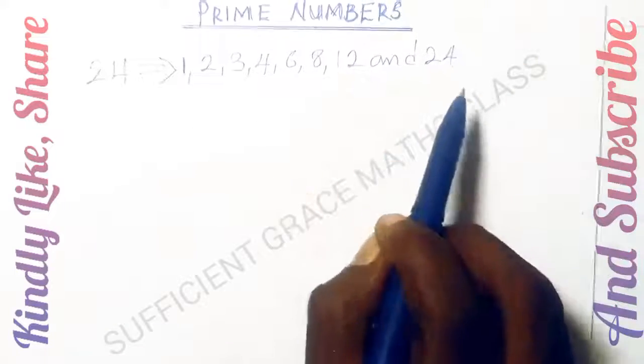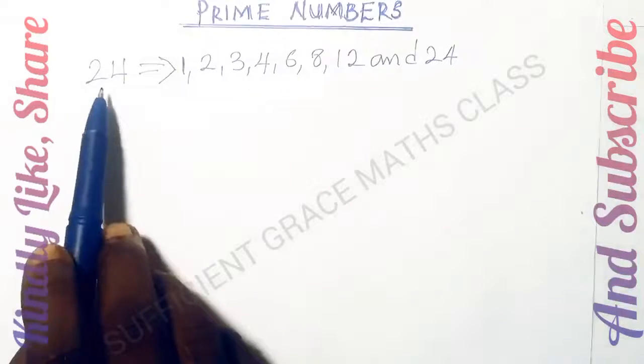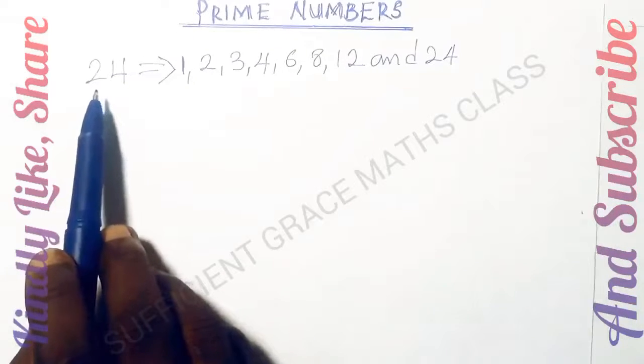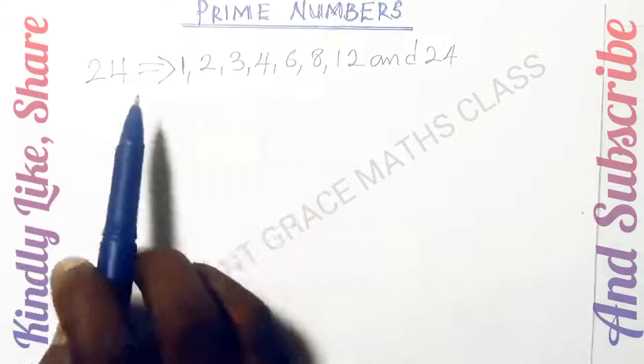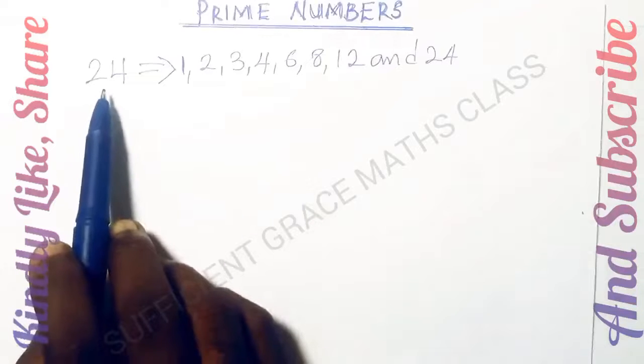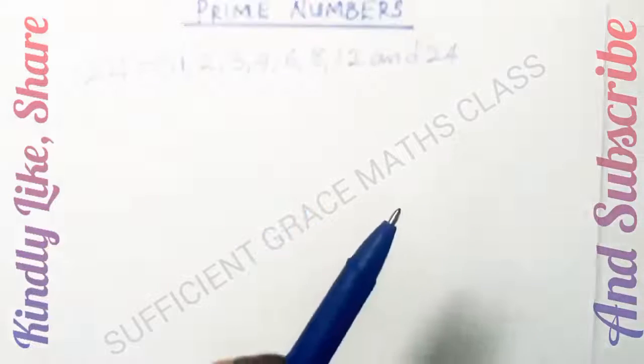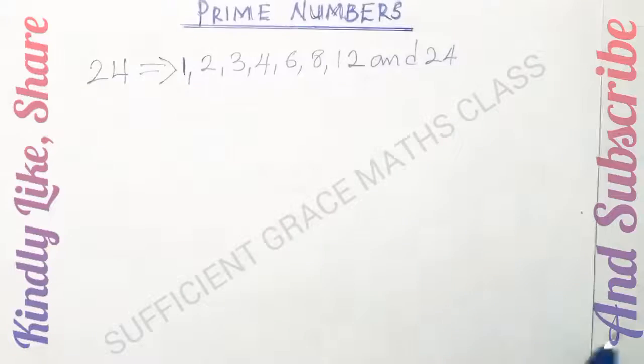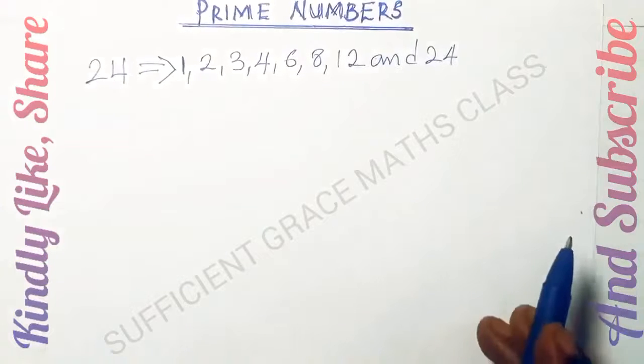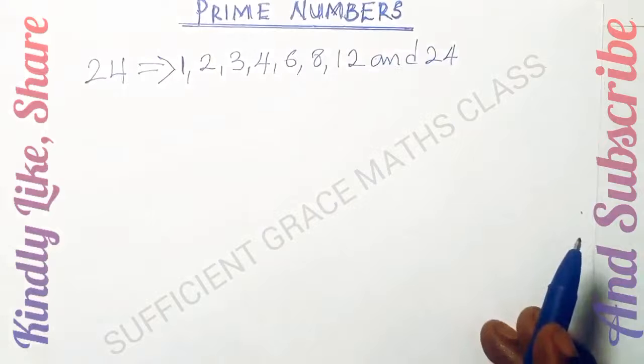These numbers now are the numbers that can divide this 24 without having any remainder. And because they are the numbers that can divide 24 without having remainder, it means they are factors of 24. Now, in this tutorial, we'll be treating prime numbers.